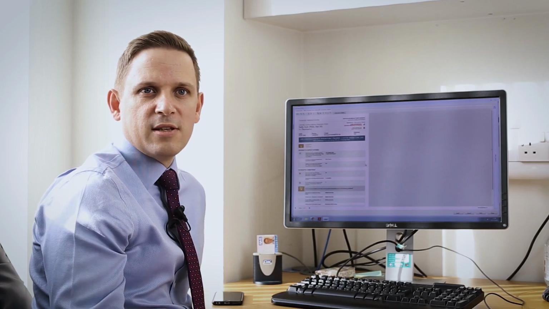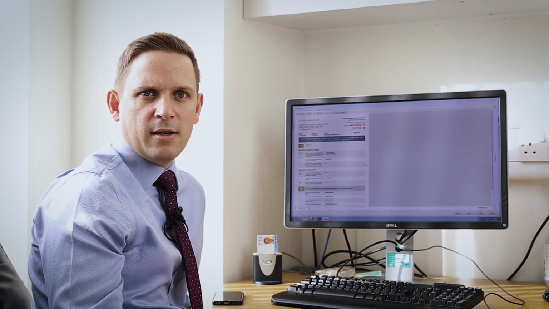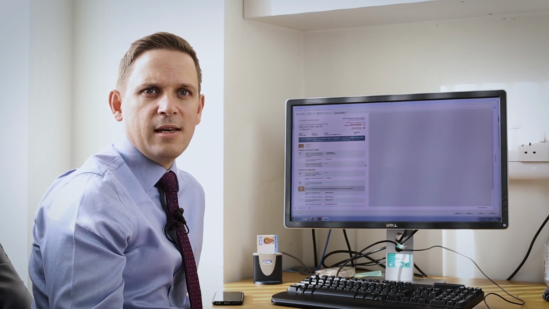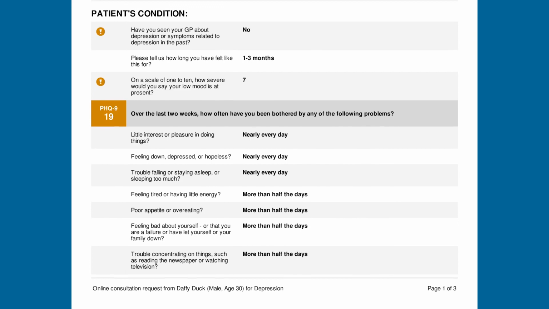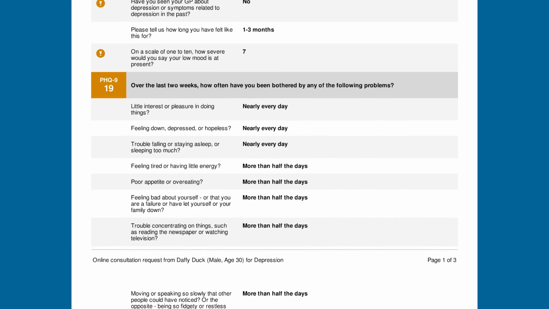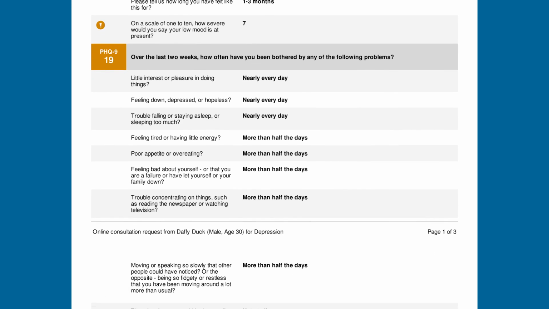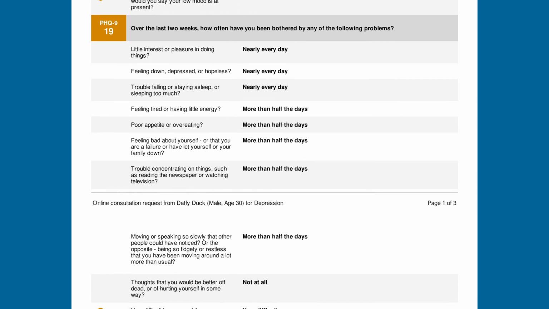On certain consultations, for certain conditions such as anxiety and depression, it will include the evidence-based scoring mechanisms so that you can also ascertain how seriously ill they are. In this particular instance, someone's got a PHQ-9 score of 19, and it also flags up the actual breakdown of the answers that have led to that score.